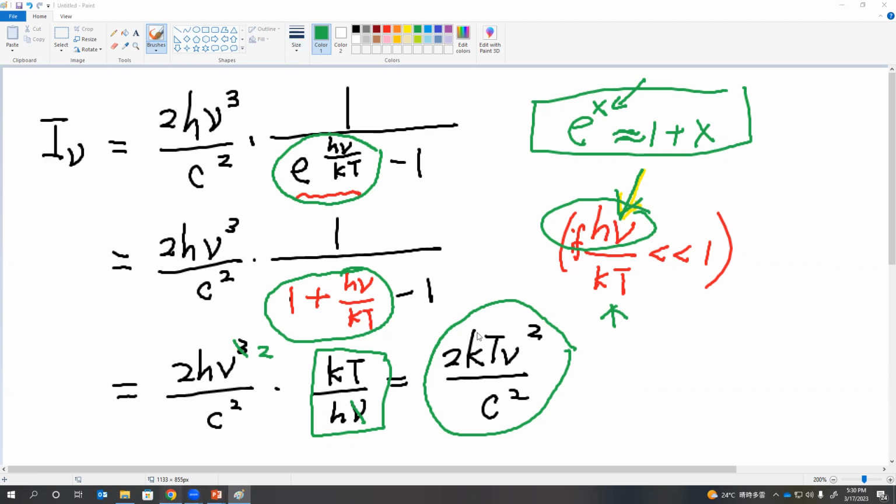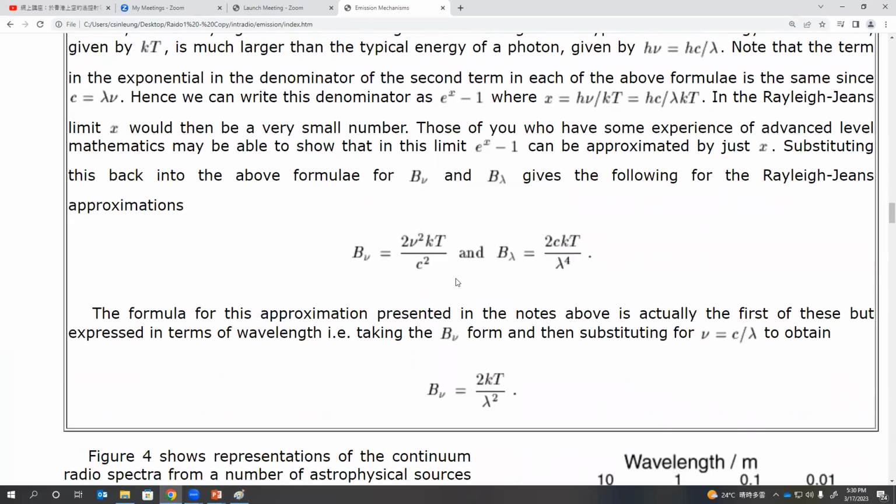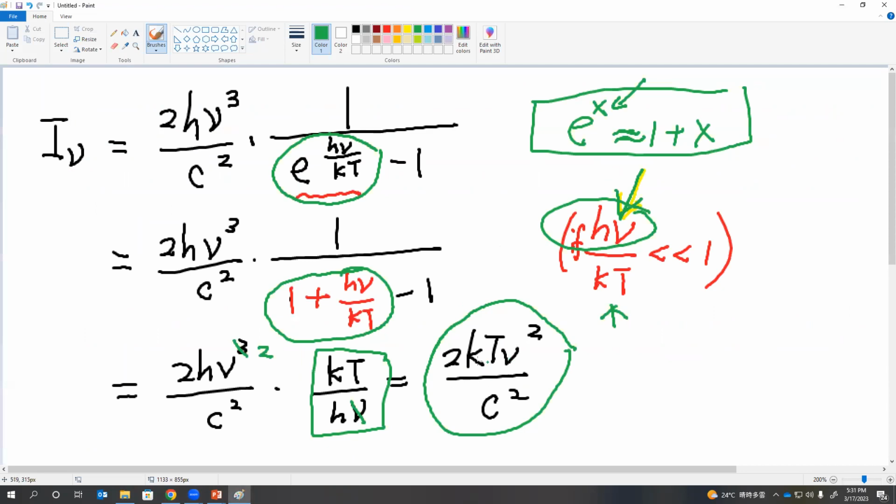So let me show you back. That's why we got these two results, depending on the frequency you use or the wavelength you use. Previously, I showed you the case of brightness temperature, corresponding to 2 times nu squared kt over c squared, right? 2 times nu squared times kt over c squared. Can you follow?